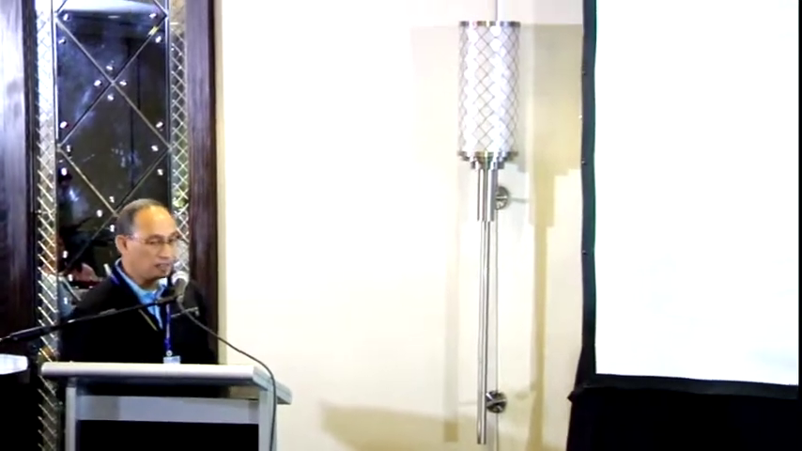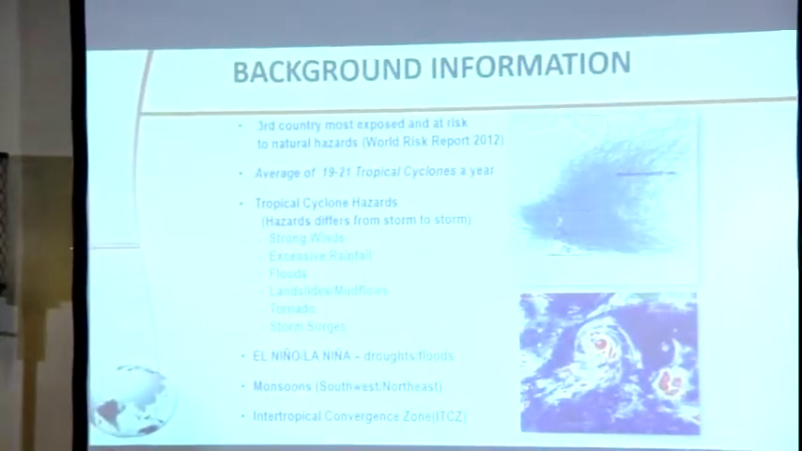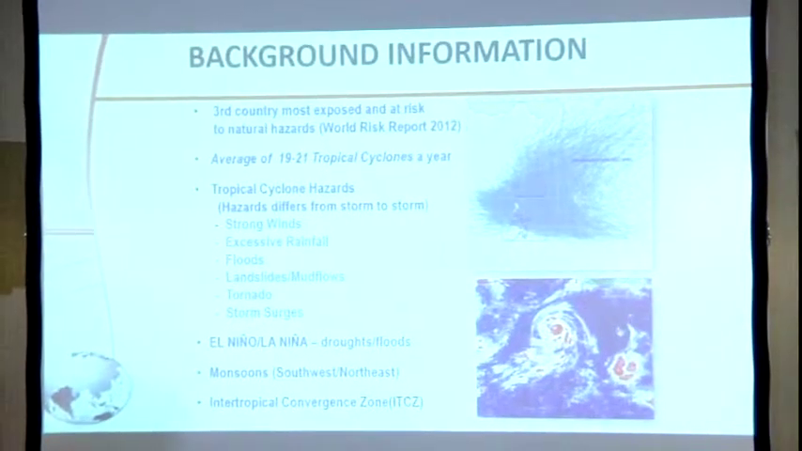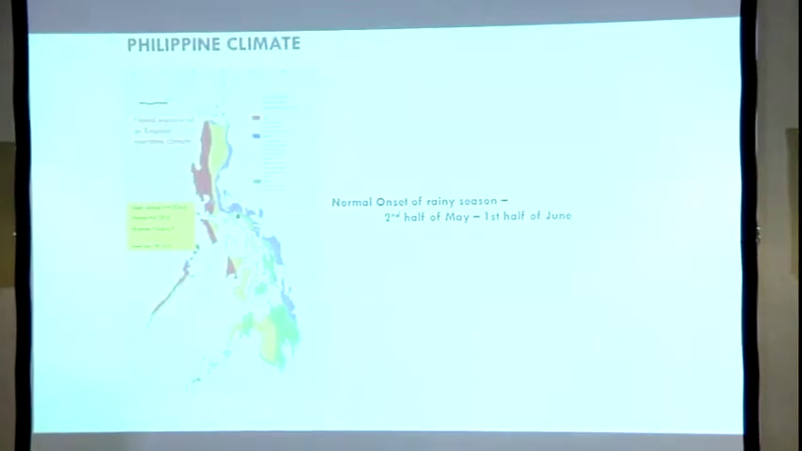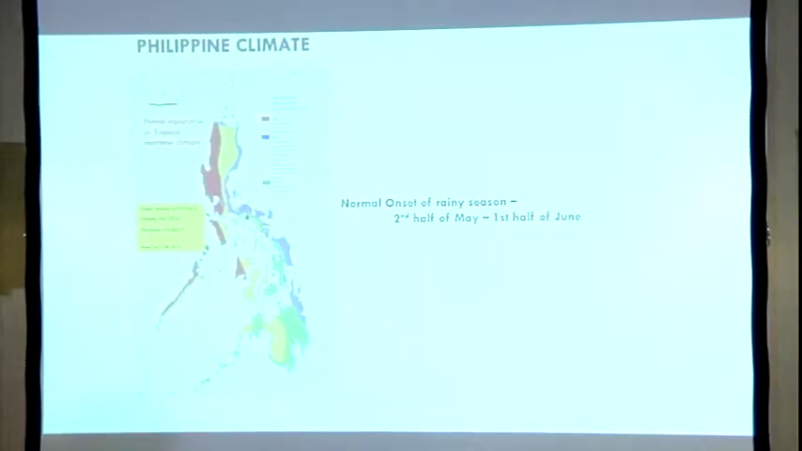So that's tropical cyclone hazard. It has strong winds, excessive rainfall, floods will always be there, landslide, mud flows, tornadoes, storm surges. So sama-sama na yun. And then we also have extreme climate events, El Nino, La Nina, droughts, and floods also. And then the monsoon, southwest and northeast monsoon. And then the intertropical convergence. So next. So bibilisan ko ito, mga 80 slides to eh.